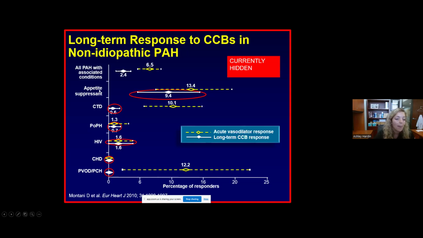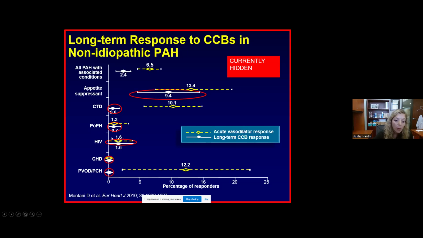Let's look at the second down, appetite suppressants, so kind of fen-phen use. And those patients who have acute vasodilator responses, here in the yellow dashed line, actually maintain a long-term calcium channel blocker response. It's really, now we know, idiopathic and probably drug and toxin associated pulmonary hypertension. If we look at those who have connective tissue disease, the third down on the y-axis, even those who had this acute vasodilator response in the cath lab, long-term, their calcium channel blocker response was not sustained. So really in that patient population, there's not much of a difference with long-term calcium channel blocker use.